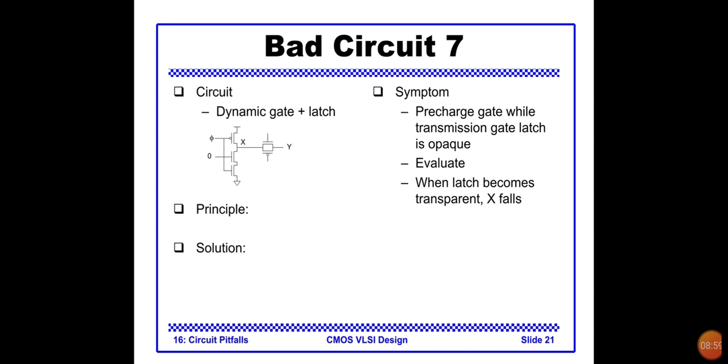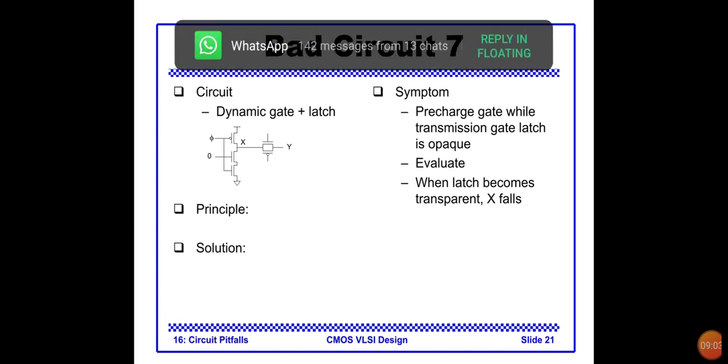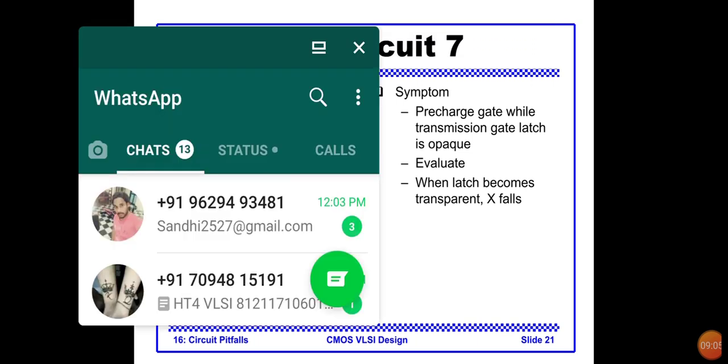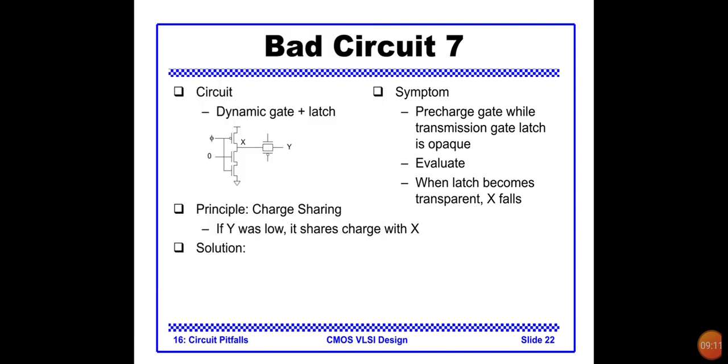The circuit: dynamic gate plus latch. The principles and solution. The symptom: precharge the AND gate while the transmission gate latch is opaque. Evaluate when the latch becomes transparent, X fails. The principle is charge sharing. If Y was low, it shares charge with X.